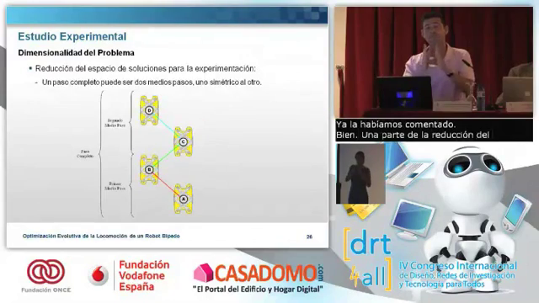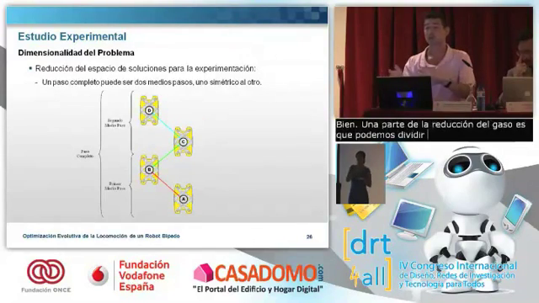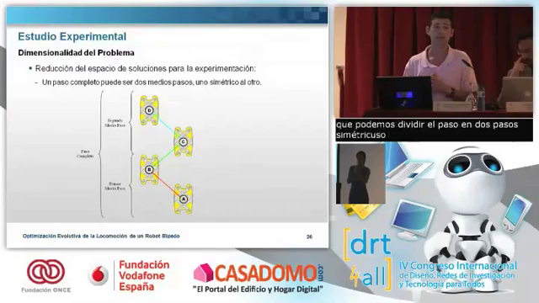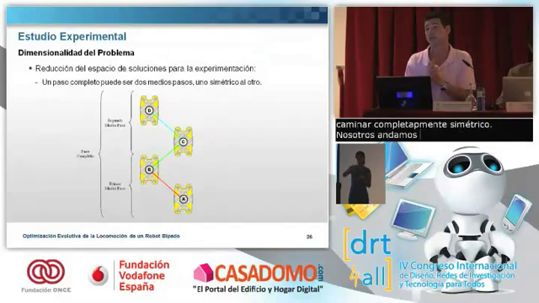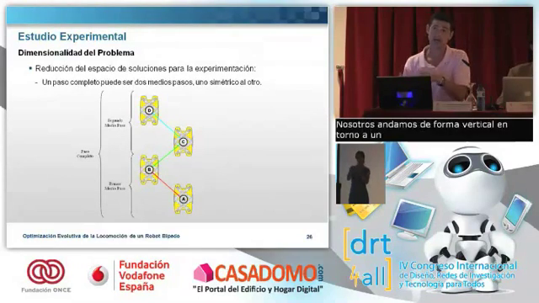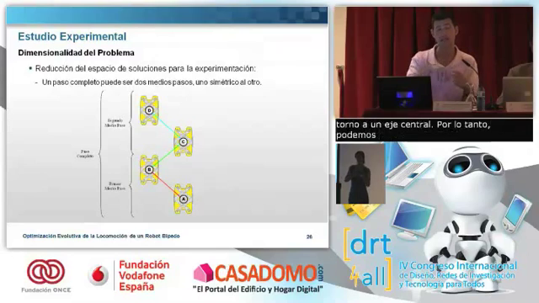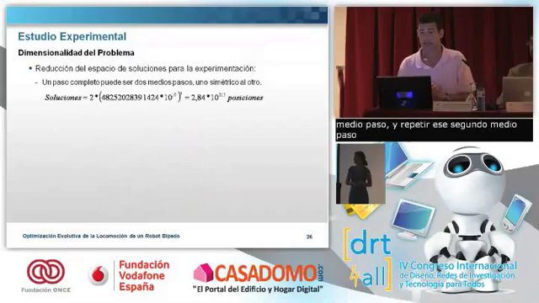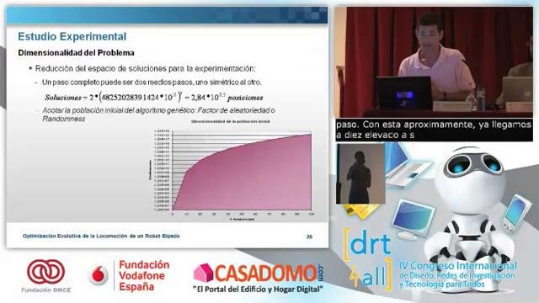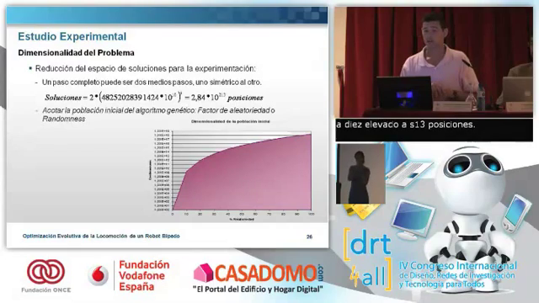One part of the reduction of the step meant that we could divide the step into two mini steps. The movement of walking is based on a symmetric movement. So we walk vertically and there is a central axis. And so we can imagine it, we can prepare the step to be a half step and then repeat it. And so we arrived at 10 by 213 positions.